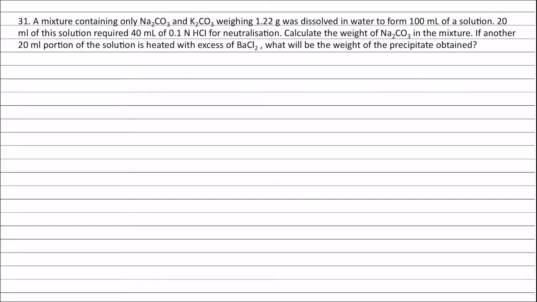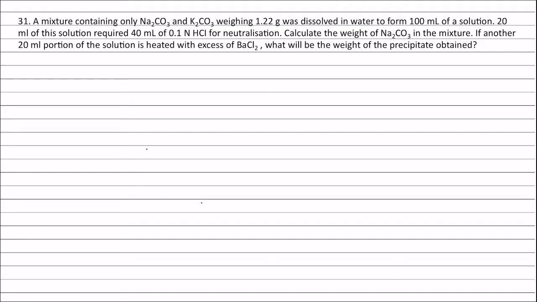Question 31. A mixture containing only sodium carbonate and potassium carbonate weighing 1.22 gram was dissolved in water to form 100 milliliter of a solution. 20 milliliter of this solution required 40 milliliter of 0.1 N HCl for neutralization. Calculate the weight of sodium carbonate in the mixture. If another 20 milliliter portion of the solution is heated with excess of barium chloride, what will be the weight of the precipitate obtained? Now both sodium carbonate and potassium carbonate will react with HCl.